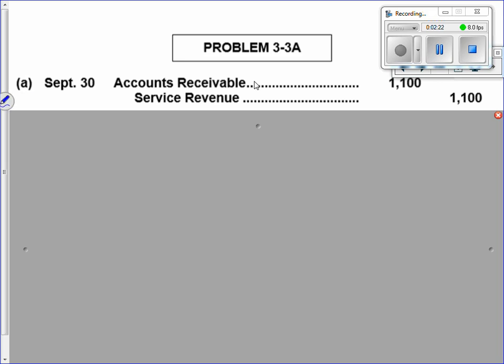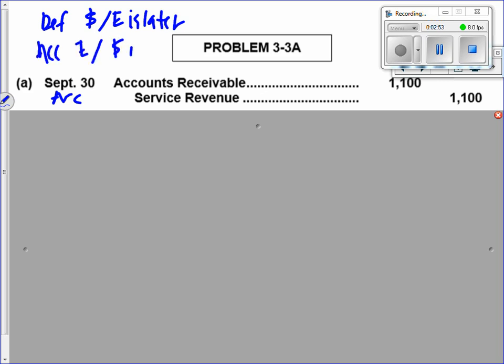Remember, these adjusting entries are either accrual or deferral. Either the money's there and the event is not, or the event is there and the money is not. In this case, it's an accrual because we are not waiting for the event. The event happened, the money will follow later. So remember, deferrals: the money is there, the event is later. Accruals: the event is there, money is later. And remember, we always have to have one from the balance sheet and one from the income statement.